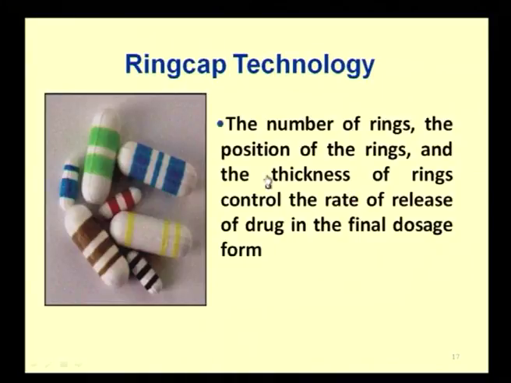And the number of rings, their position and the thickness of the rings, all these three contribute to the control of the rate of release of the drug in the final dosage form. All these, the thickness, the distance, the position where the ring is available, have control over the rate of release. They tell you the rate of release of the drug when it is going to happen during the dosage time.